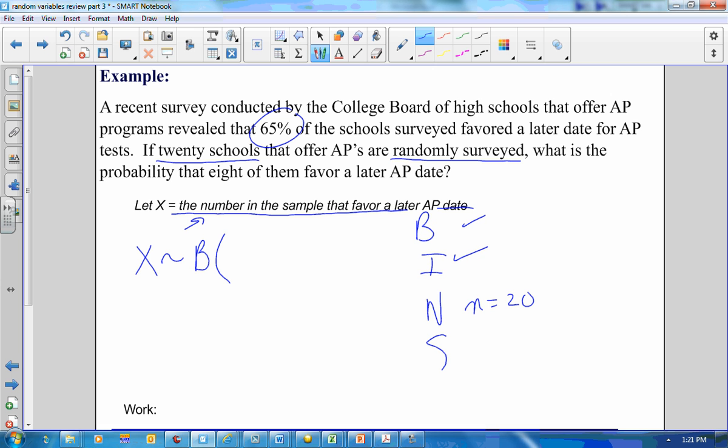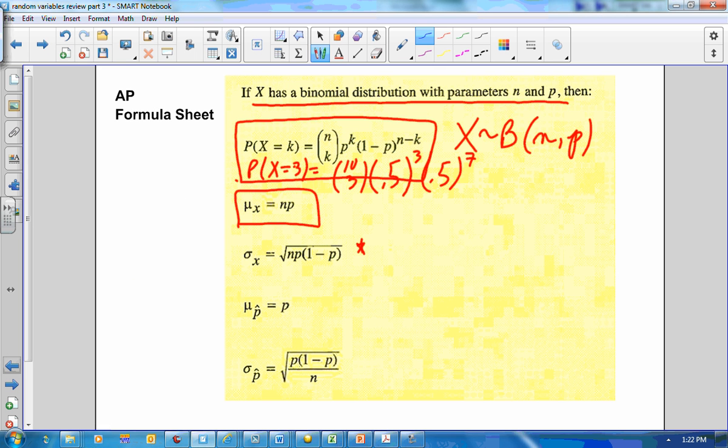The parameters are n and p, so my n is 20, and my p is 0.65. My question of interest was, what is the probability that 8 of them favor a later date? So the probability that x equals 8, I could use the binomial formula that we just looked at on the formula sheet, which is right here.